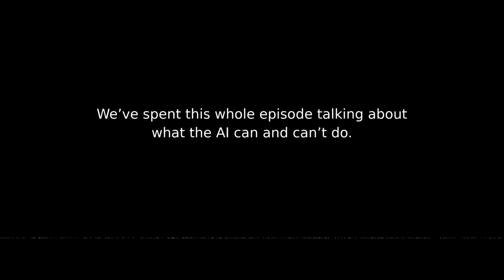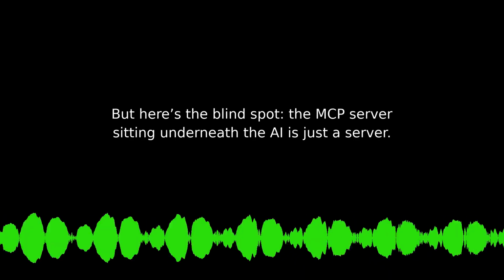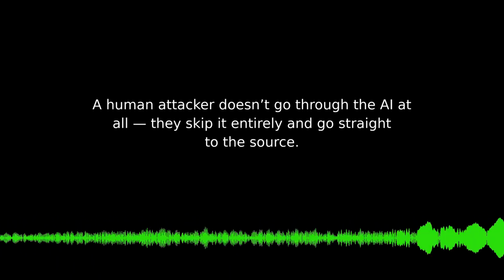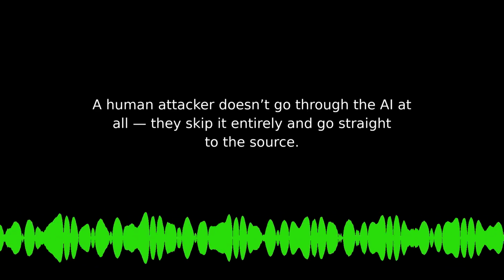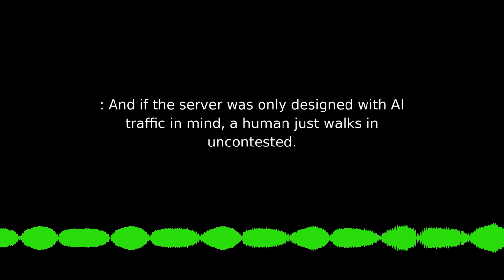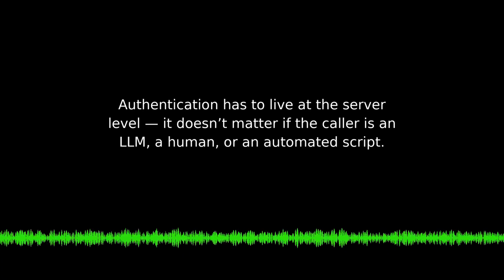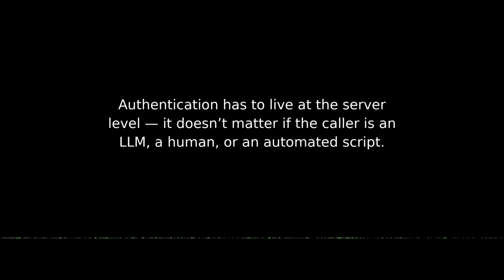Okay, last thing, and this one surprised me. We've spent this whole episode talking about what the AI can and can't do. But here's the blind spot. The MCP server sitting underneath the AI is just a server. Anyone can talk to it directly. A human attacker doesn't go through the AI at all. They skip it entirely and go straight to the source. And if the server was only designed with AI traffic in mind, a human just walks in uncontested. Authentication has to live at the server level. It doesn't matter if the caller is an LLM, a human, or an automated script. The server has to ask for ID every single time.